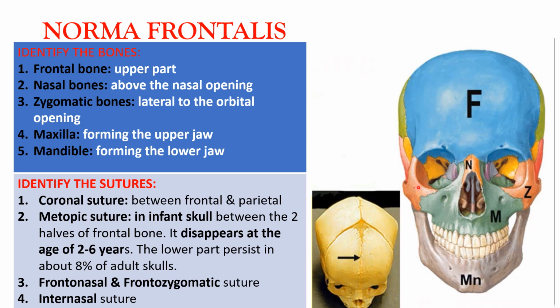Then we have the maxilla bone. Okay, so this is the maxilla, which forms the upper part of the jaw. So this is the maxilla. And then the one forming the lower part of the jaw is the mandible. So this is the mandible. Okay, this is the mandible. Now the second thing we need to identify is the sutures.